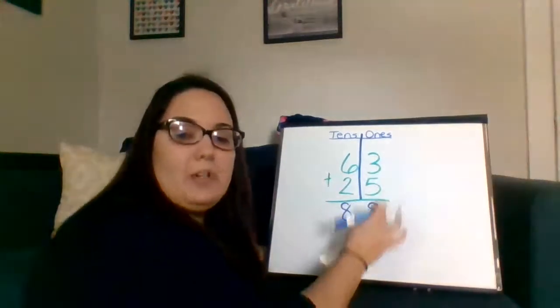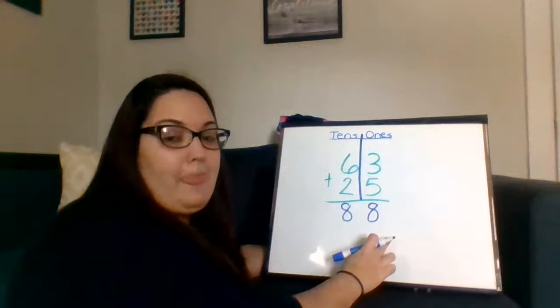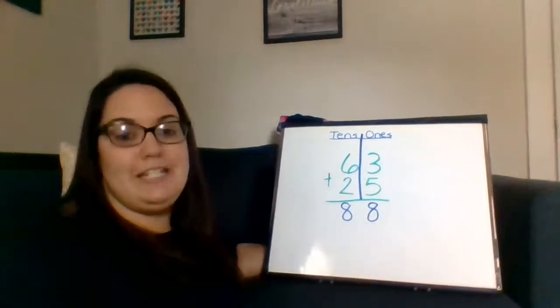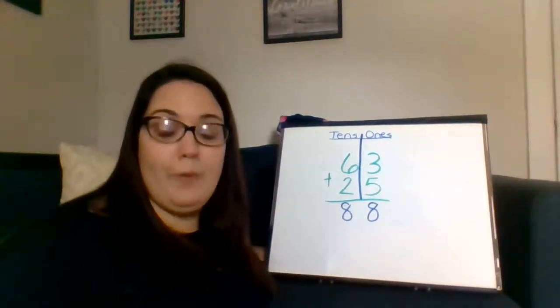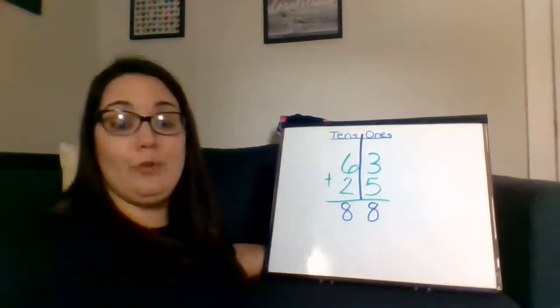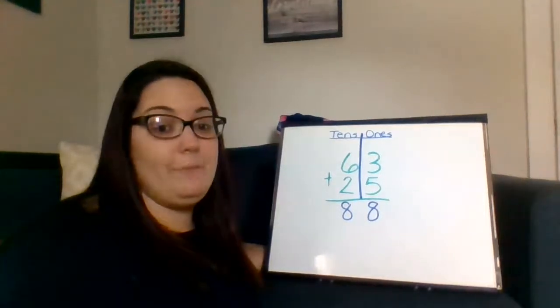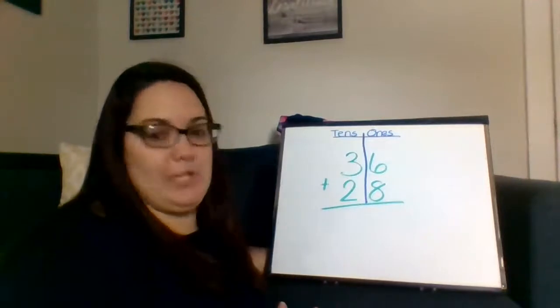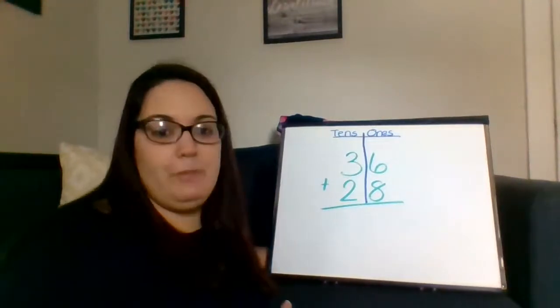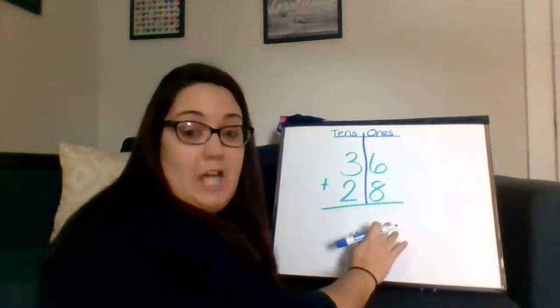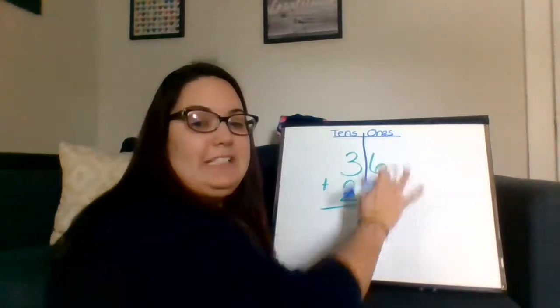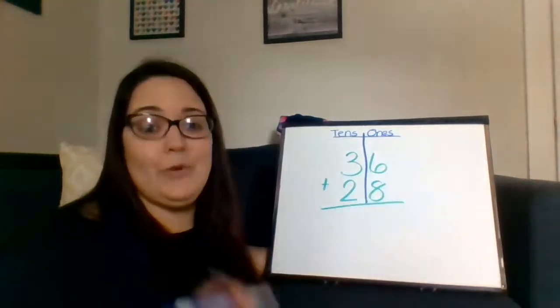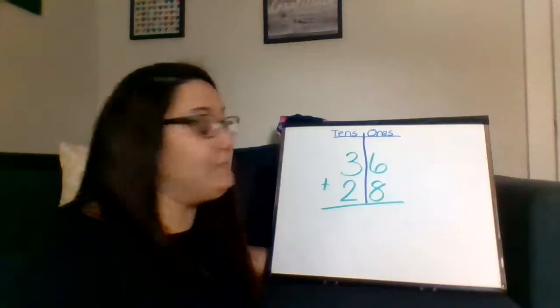Now sometimes though, when we add up our ones, we get numbers that are greater than 10. And that is when we're going to need to regroup. In our next problem, I'm going to show you how to regroup using the standard algorithm. Here's my problem, 36 plus 28. Just like before, I'm going to start in my ones column. So I'm going to add up 6 plus 8. And I know that 6 plus 8 equals 14.